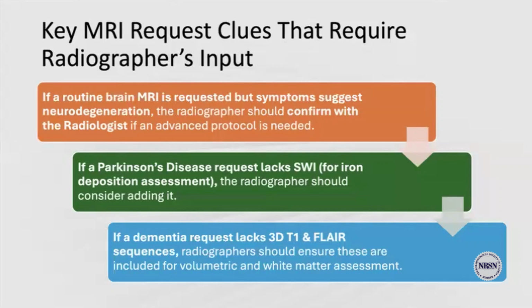For Parkinsonism disease, ensure you have an SWI to assess iron deposition. It's a small addition actually, but it can make a big diagnostic difference. In dementia cases, if 3D T1 and FLAIR sequences are missing, then we should advocate for them since they're essential for evaluating brain atrophy and white matter changes. In short, always read between the lines, recognize the red flags, and speak up when unsure. I mean, that's how we learn. You have to ask. If you're not sure, just consult and you'll always get your answer. In turn, you learn more. So that extra attention can significantly impact the diagnostic outcome.